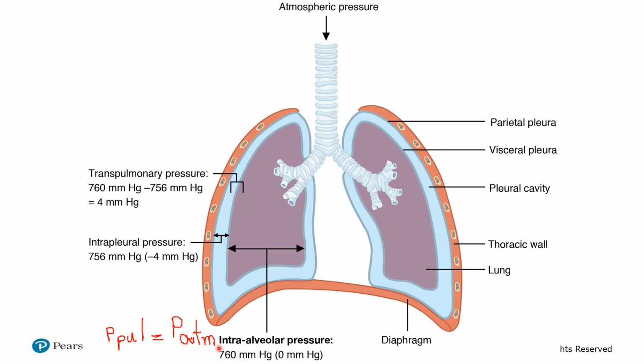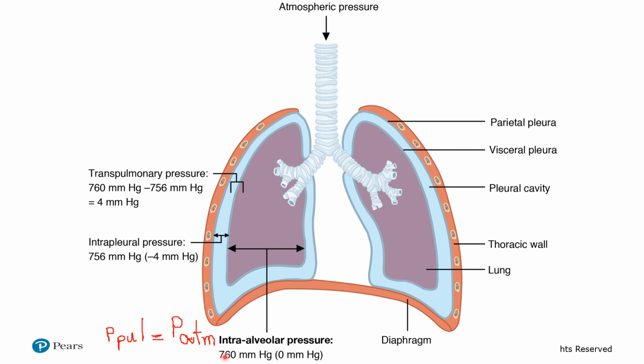I'll come back to this point again. Let me right now tell you what this negative pressure means. This is -4. It means that it is 4 points lower than the atmospheric pressure. So if atmospheric pressure is 760, 760 minus 4 is equal to 756 millimeters of mercury. So this is our intrapleural pressure.